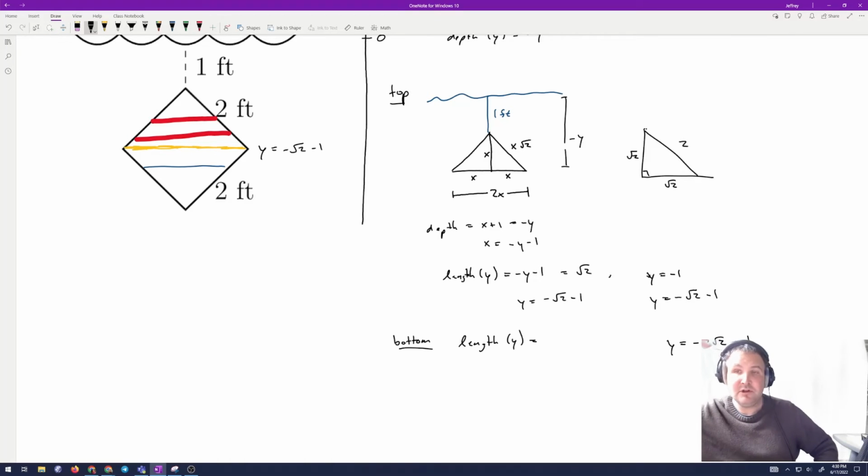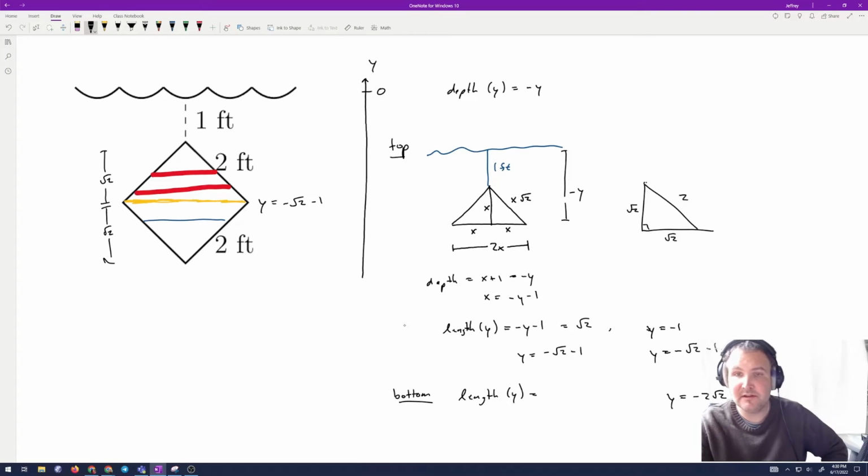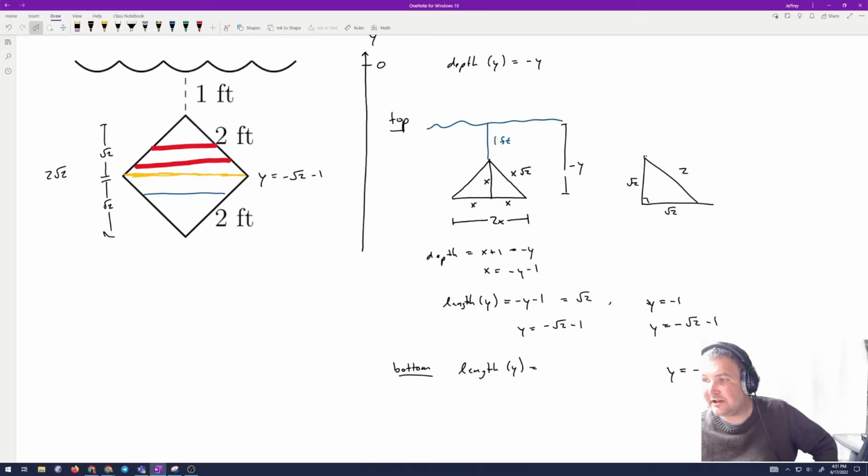So it went down root 2 here. And that's going to go down root 2 again. So that total distance on the bottom part is root 2 again. So the total distance from the whole thing is 2 root 2. So that's why the depth is 1 plus 2 root 2. And y is the negative of that. Okay, so a lot of things going on here, but this is the correct expression for the length of y, for when y is at the bottom.